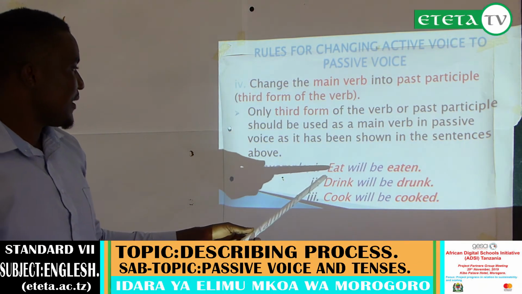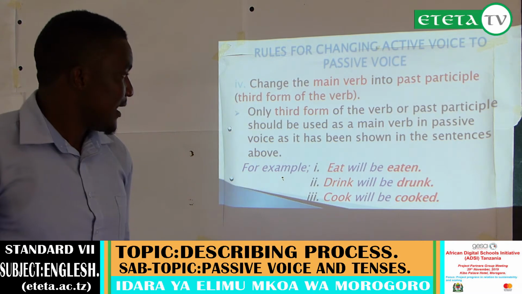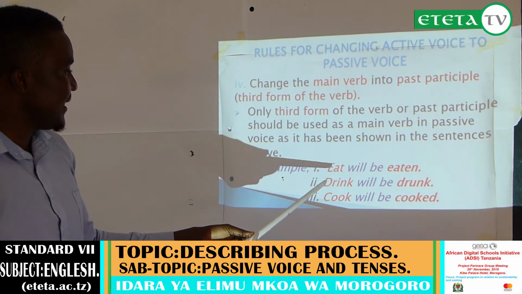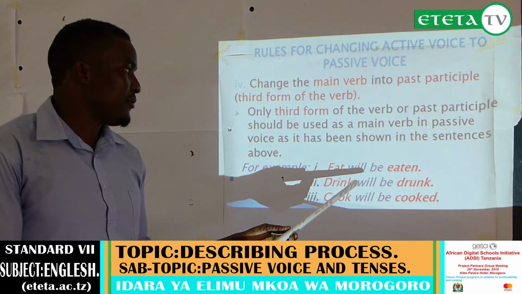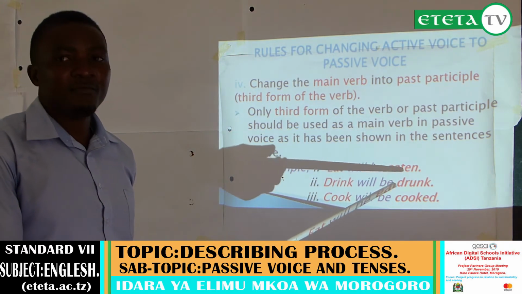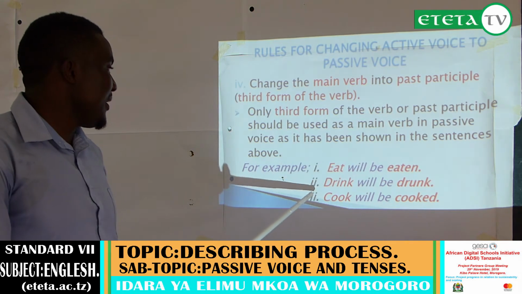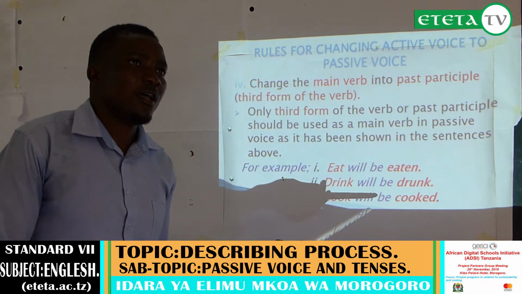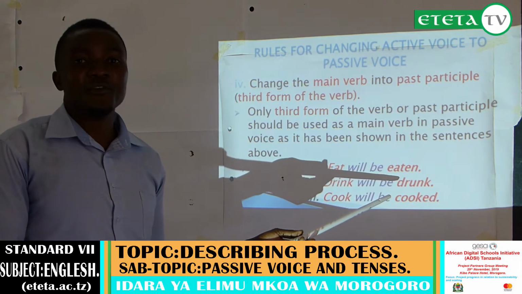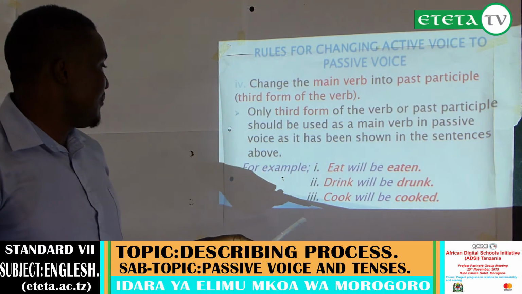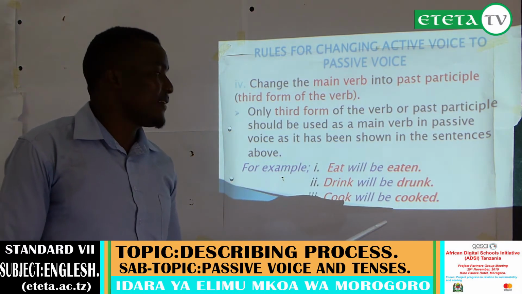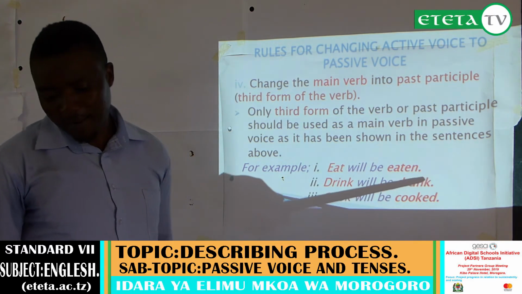For example, eat. When the main verb used in the active voice is eat, then when you change it into passive voice, it will be eaten. And when the main verb used in active voice is drink, then the passive voice will be drunk. And if the main verb used in active voice is cook, then the passive voice will be cooked.